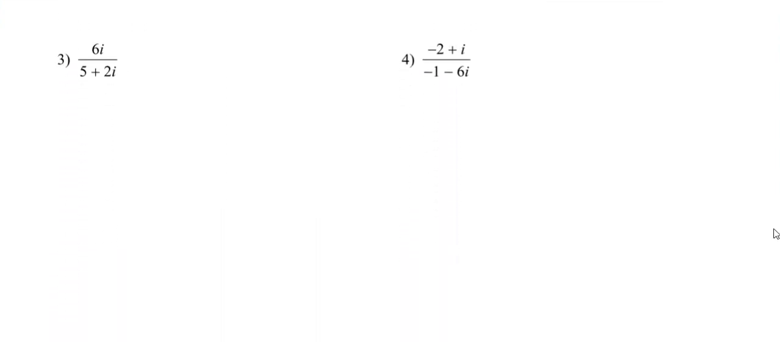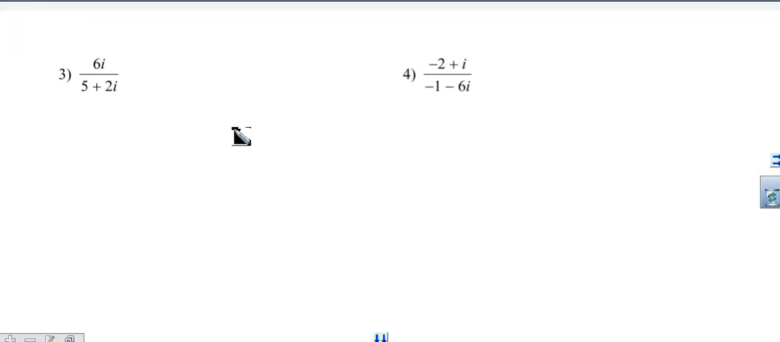Numbers 3 and 4, we're going to use the same process again, but this time instead of radicals, we have i. Just like before, we have an i in the denominator, and we have to get rid of it. This i is part of a binomial, so we have to use a binomial to get rid of it. We will use the conjugate, same exact numbers with the opposite sign in the middle. Whatever we multiply the denominator by, we're going to multiply the numerator by exactly the same thing.